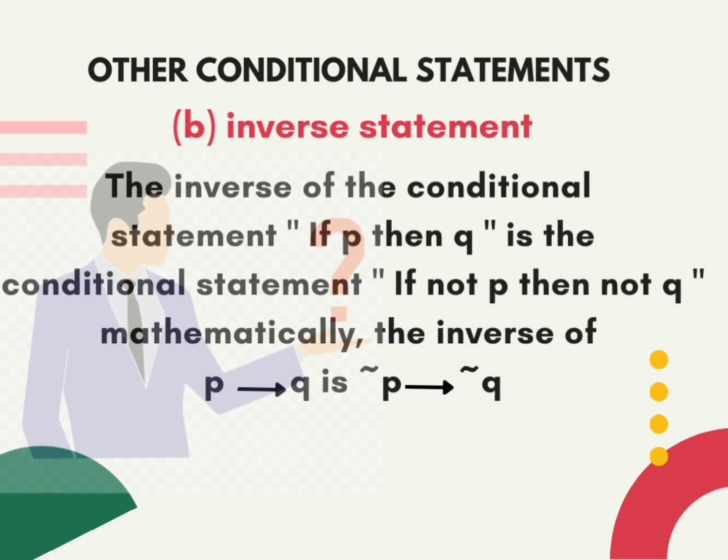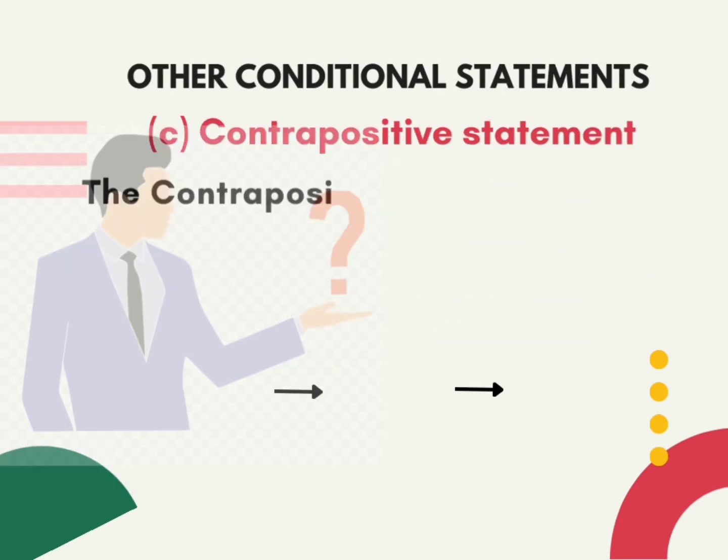The second one is the inverse of a statement. The inverse of the conditional statement, if P then Q, will be the conditional statement, if not P, then not Q. Symbolically, P implies Q has as its inverse negation P implying negation Q. That will be the symbolic representation of that statement.